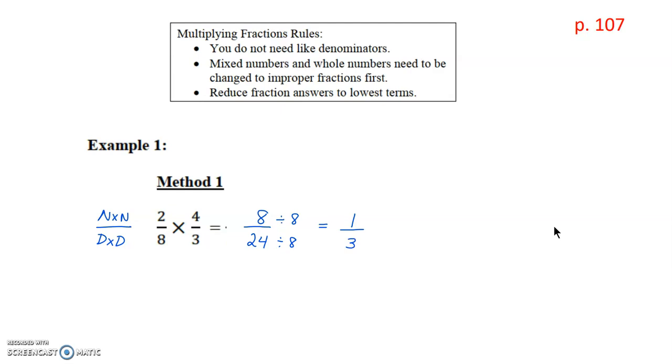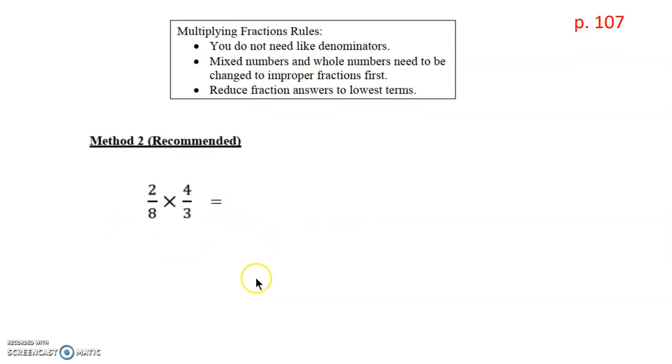The second method we recommend because when the numbers get bigger, method 1 sometimes gets a bit more difficult. So we recommend a different method. It's the same thing. We're still going to multiply numerator times numerator, denominator times denominator, but what we are going to do is reduce within the question. So this is called cross-reducing. Cross-reducing takes numbers and makes them easier for us to reduce for our final answer.